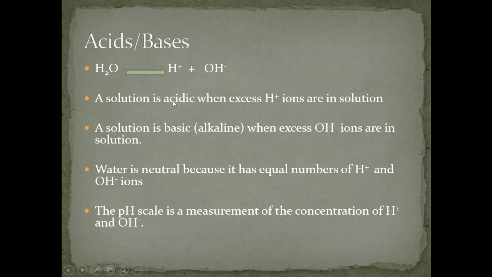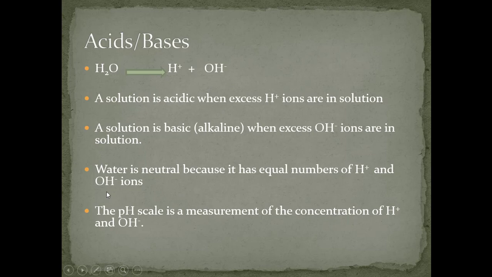Acids and bases. So here we have, whenever you have a solution of water, you're going to have some portion of those water molecules that are dissociating into hydrogen ions here for simplicity, and hydroxide ions. And a solution is acidic when there is an excess of H plus ions in solution. In reality, these tend to be H3O pluses rather than H pluses, but for simplicity, they say H pluses. But a solution is acidic when there's excess H plus ions in solution. A solution is basic or alkaline when an excess of OH minus ions are in solution, like so.